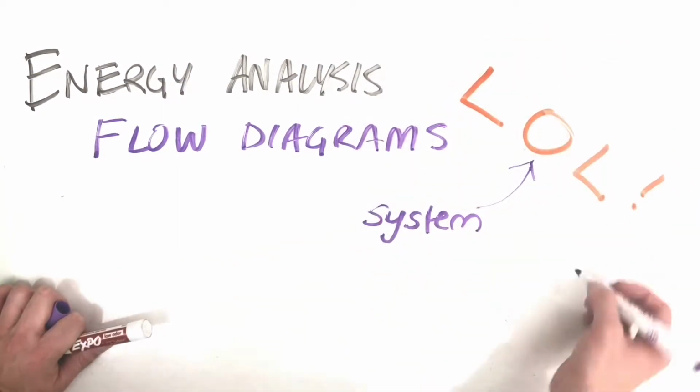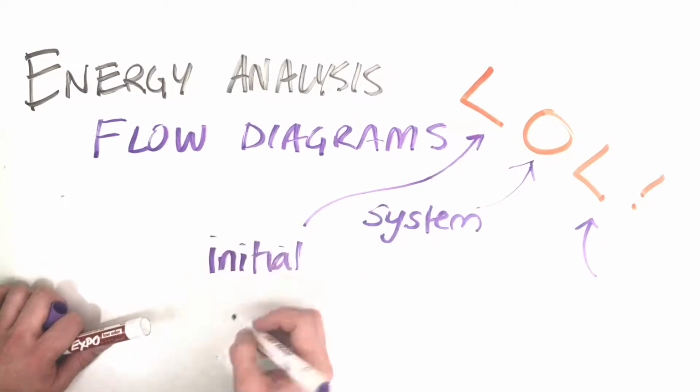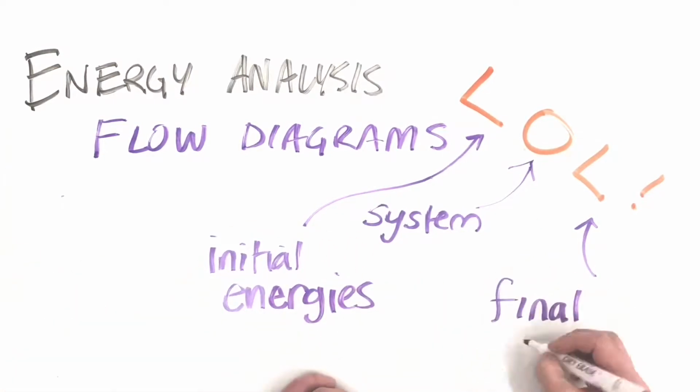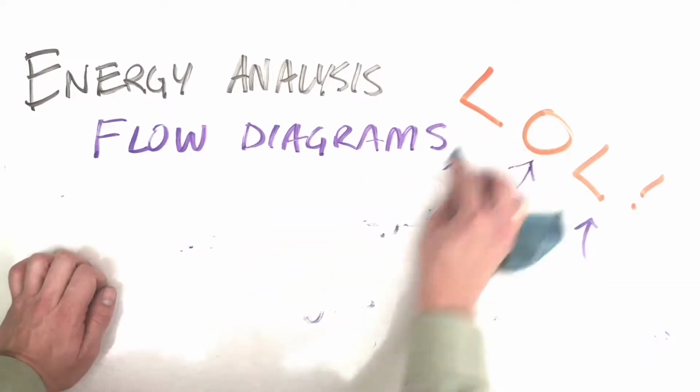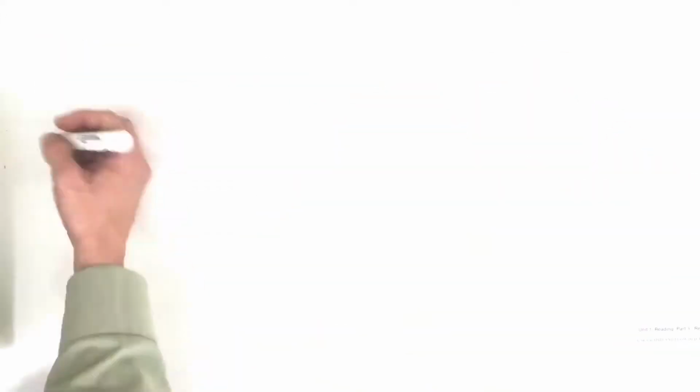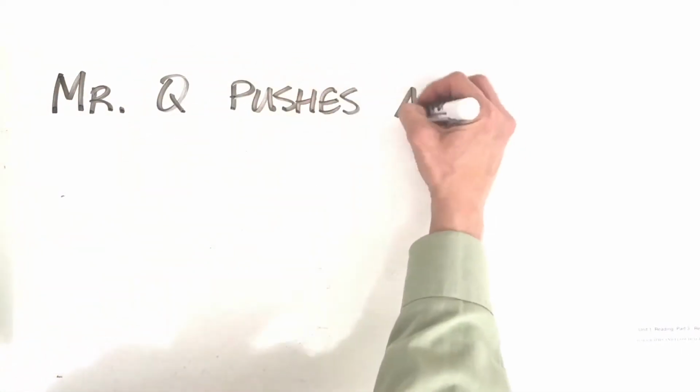All right, let's look at energy analysis flow diagrams with LOL charts. The circle is the system, the L's represent bar charts for initial energies and final energies. And we get to choose what those are in moments in time. So let's take a look at an example.